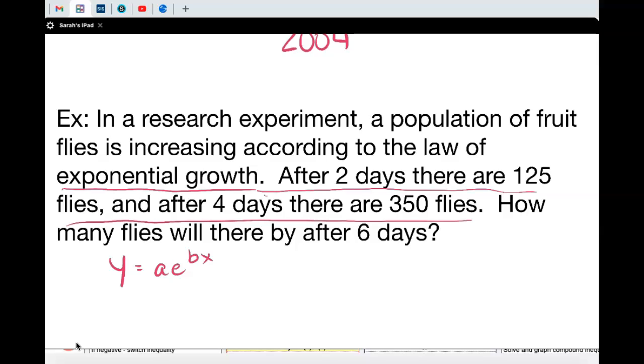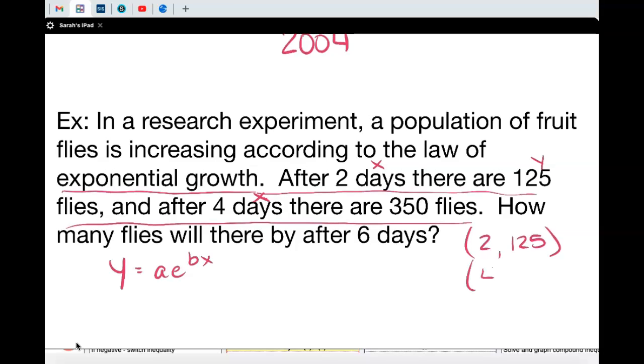So I always think time is the x value. So 2 days is representing x, 4 days is representing x. 2 days goes with 125, so I have to write them together. So this is going to be my y value. So I have an ordered pair of 2, 125, and then the second ordered pair of 4, 350. Since these go hand in hand, we have to write them.